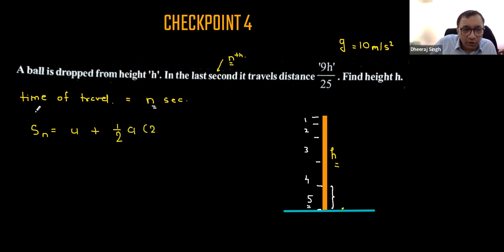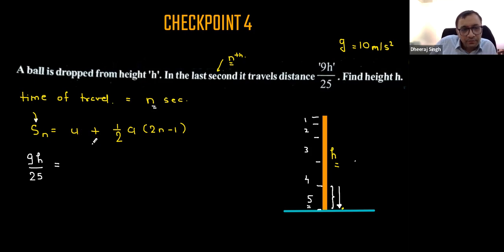So what is s nth? What should I write here? Tell me, what should I write instead of sn? Good. So 9h by 25. When you write 9h by 25, which direction are you assuming positive? Down or up? You are assuming down. So throughout the question, you will assume downward to be positive once you assume something. So 9h by 25 is the downward displacement that you're assuming plus. So everything down is positive.